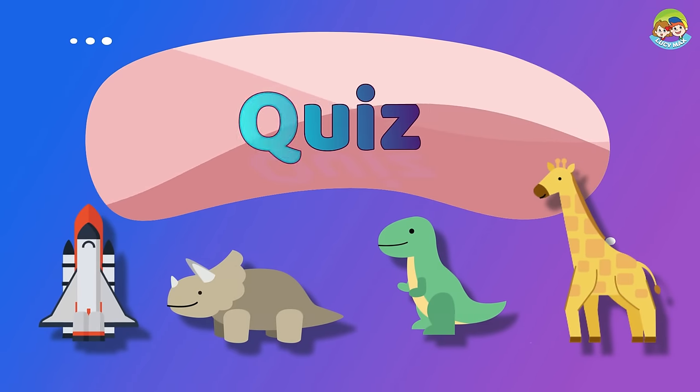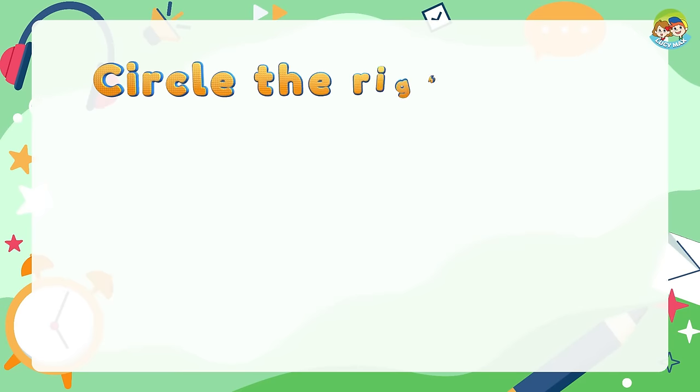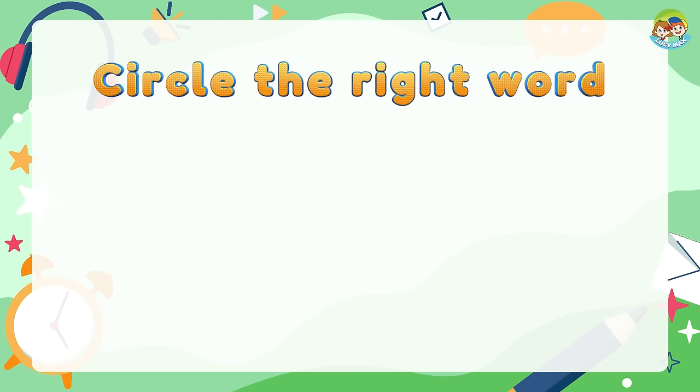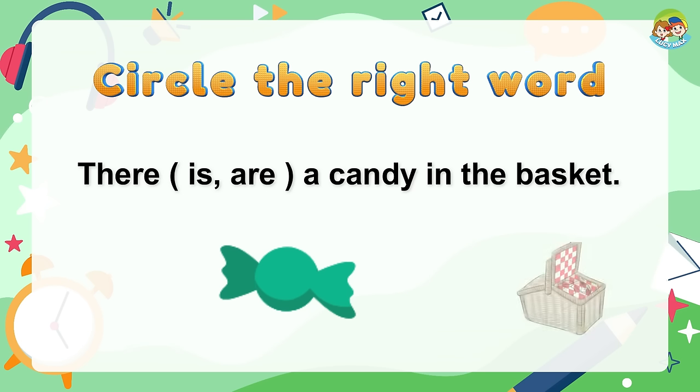Quiz. Circle the right word. There is a candy in the basket. A candy is singular. So you circle is. There is a candy in the basket.